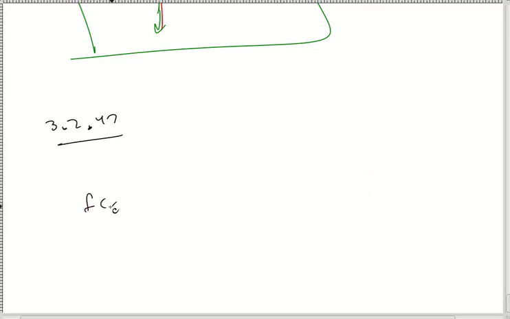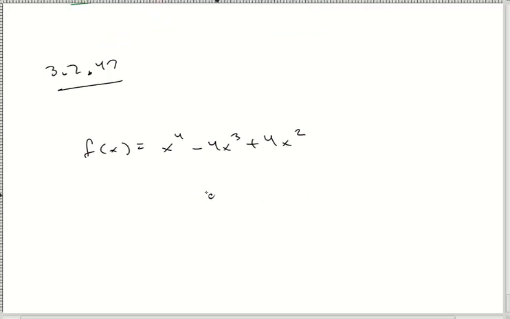I got f of x is equal to x to the 4th minus 4x cubed plus 4x squared. What do they all have in common? X squared. Leaving behind an x squared minus 4x plus 4. Can I factor that? Yes. It's x minus 2 squared. Now, I skipped a couple steps there, but 2 and 2 make a 4. Multiply and add. And I know I have both the same 2's, so there we go.